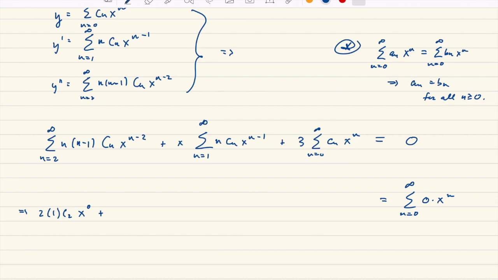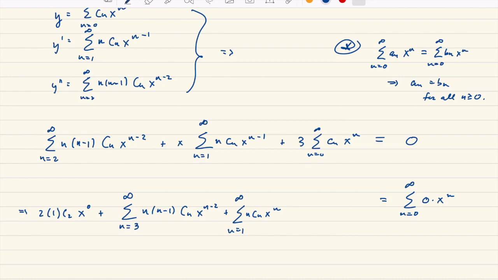And then from there, I'm just going to write, this is the sum, n equals 3 to infinity, n times n minus 1, c sub n, x to the n minus 2. Plus the middle sum, let's just move the x inside. So that's going to be n, c sub n, x to the n, just x to the n.